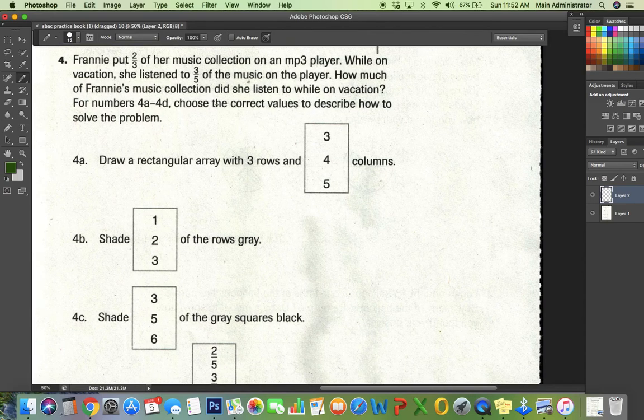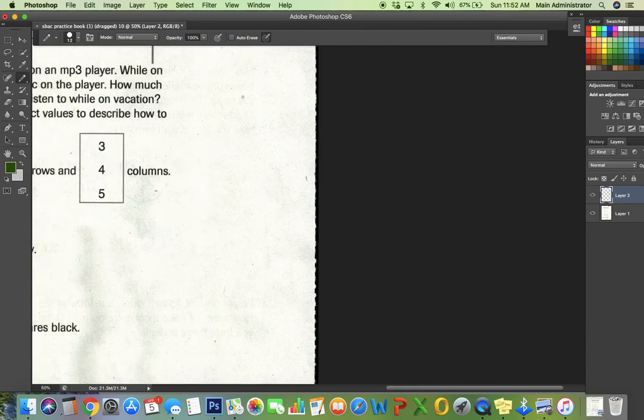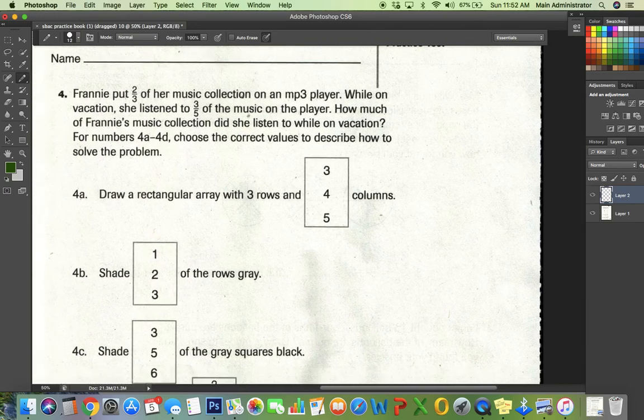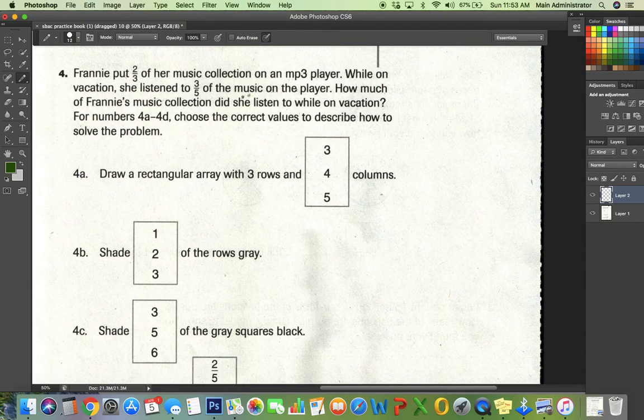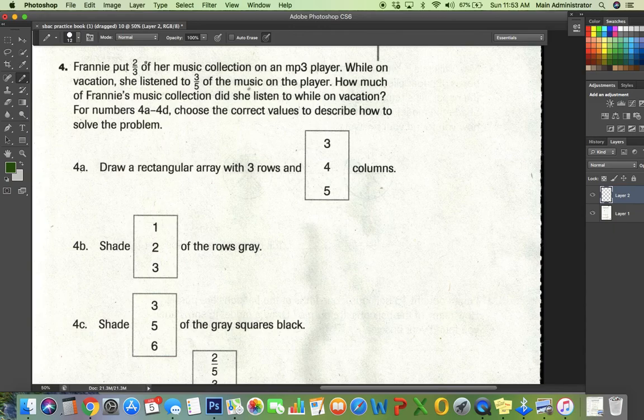Franny has 2/3 of her music collection on an MP3 player, which is just a thing where you can put your music. Okay, so she's got 2/3 of her music on the MP3 player. While on vacation, she listened to 3/5 of the music on the player.